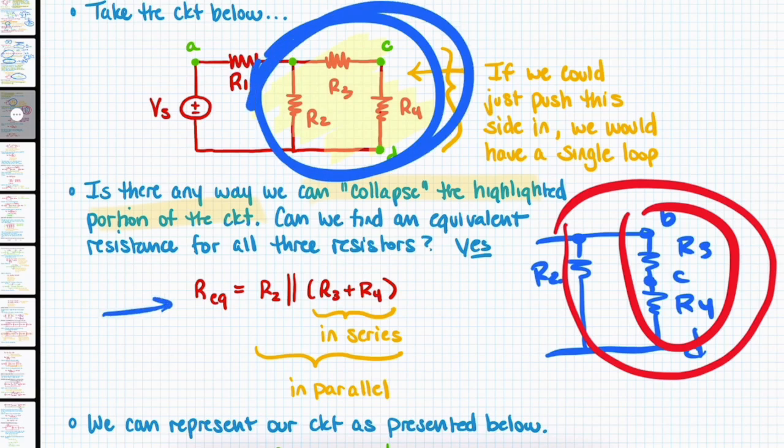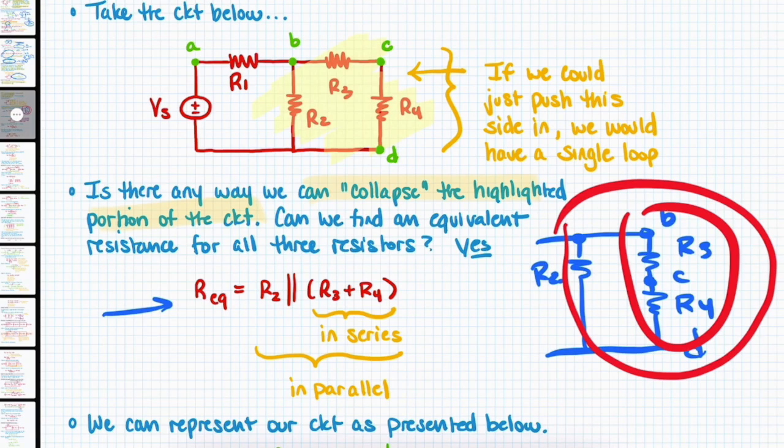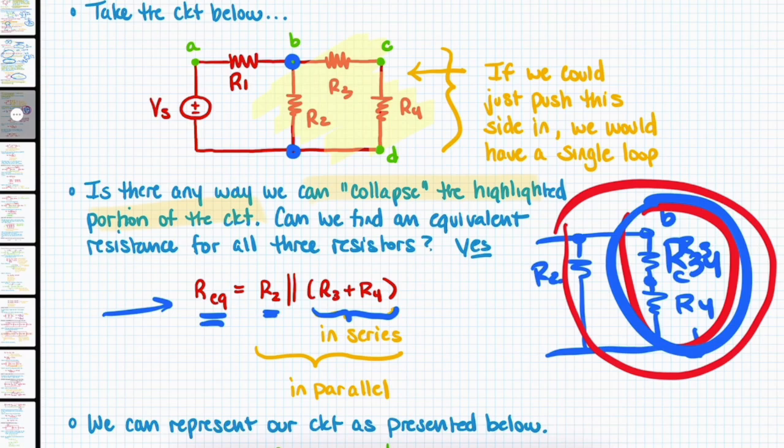The total equivalent resistance for that whole network, which will be between nodes B and D, is given here. First thing we do is connect R3 and R4 as a series connection, which we could give another name if we want to. We could call it R34. And then that whole thing is in parallel with R2.